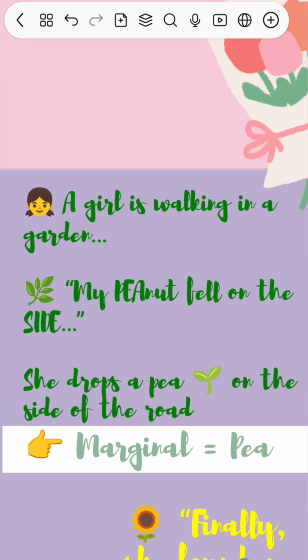Okay, she has many things, maybe collected from the garden. And she suddenly noticed. She's saying, "My peanut fell on the side." When she walked, her peanut fell on the side.